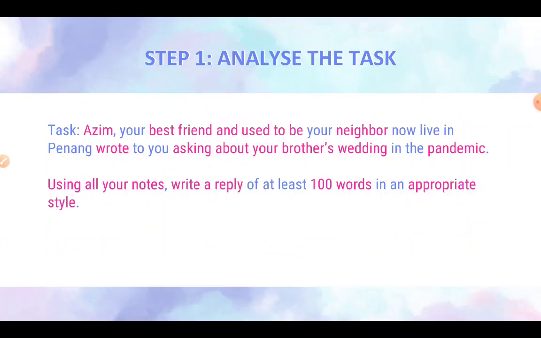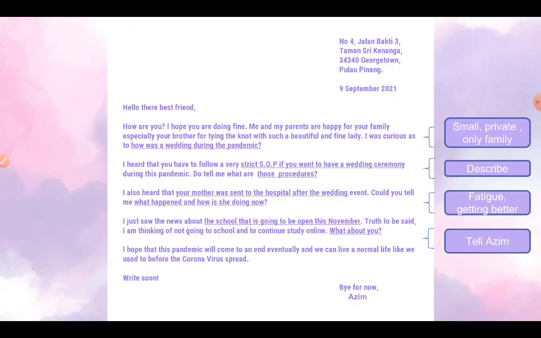Now, let's go deeper into step 1, which is how to analyze the task. This is an example task that you will be given. Azim, your best friend and used to be your neighbor, now living in Penang, wrote to you asking about your brother's wedding during the pandemic. Using all your notes given in the stimulus, you have to write a reply of at least 100 words in an appropriate style. Now, let's see the stimulus.